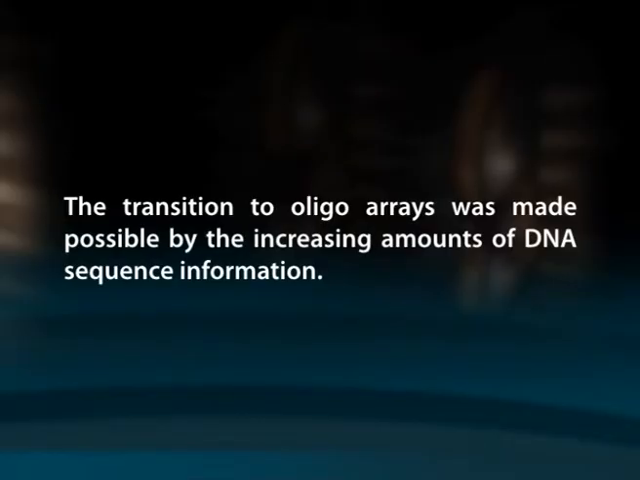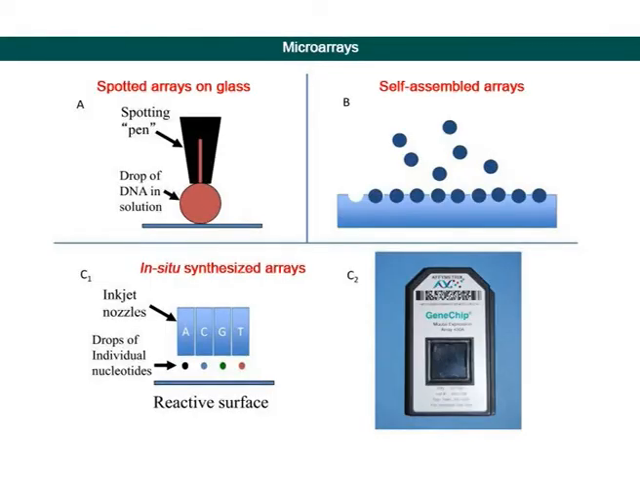A gradual transition from spotting relatively long DNAs on arrays to producing arrays using 25 to 60 base pair oligos was noted during this time. The transition to oligo arrays was made possible by the increasing amounts of DNA sequence information. The use of oligos as opposed to longer sequences also provided an increase in specificity for the intended binding target, as oligos could be designed to target regions of genes or the genome that were most dissimilar from other genes or regions.